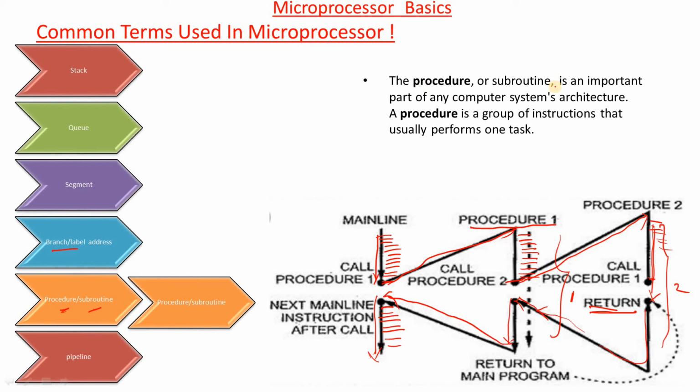The procedure or subroutine is an important part of any computer systems architecture. A procedure is a group of instructions that usually performs one task.